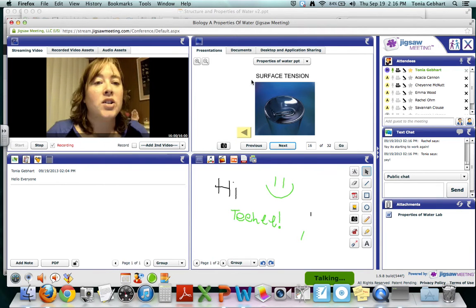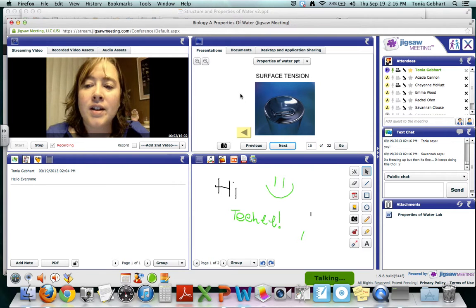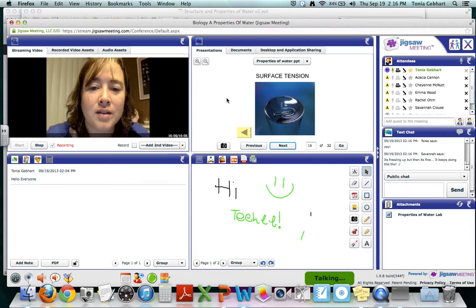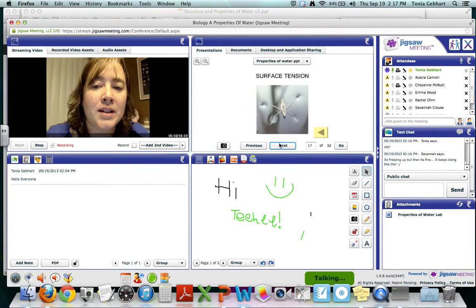So surface tension. Have you guys ever tried to skip rocks on the river? And when you do that, this is because of what we call surface tension. It's the same reason why those bug skippers skip across the water and appear to be walking on water.